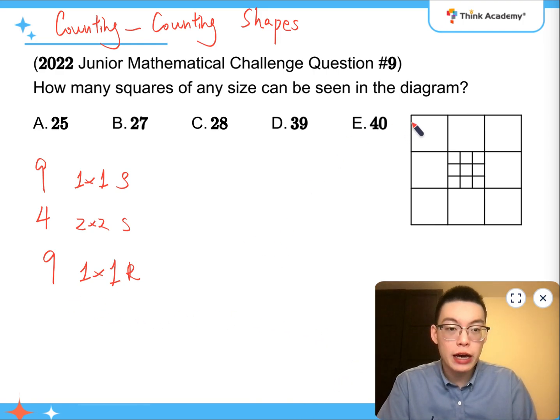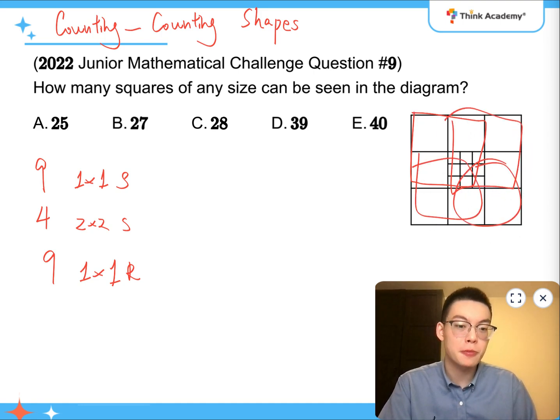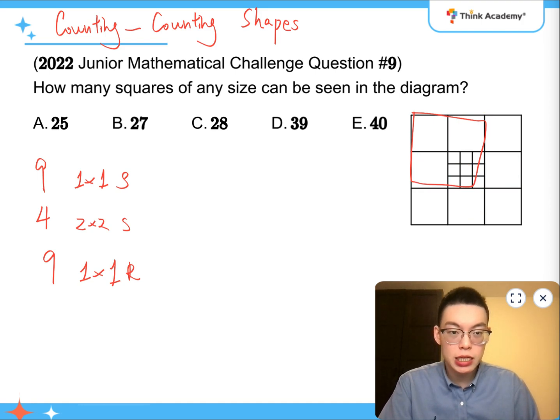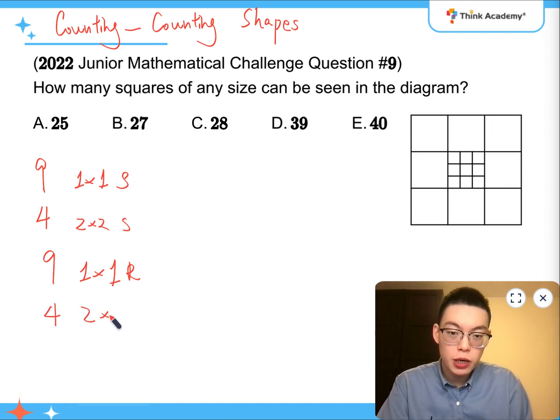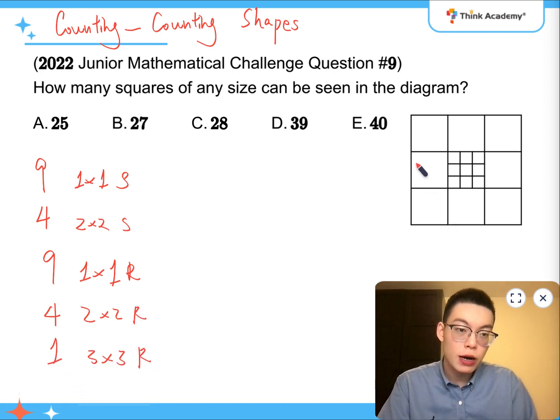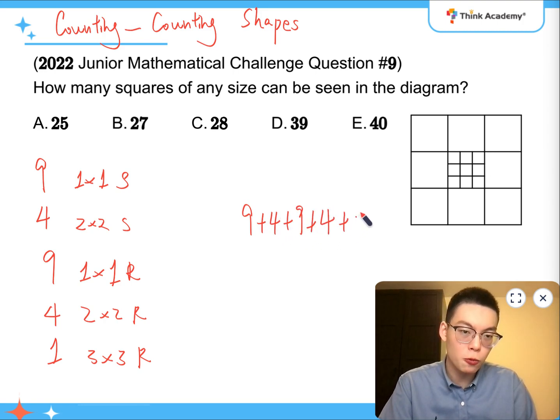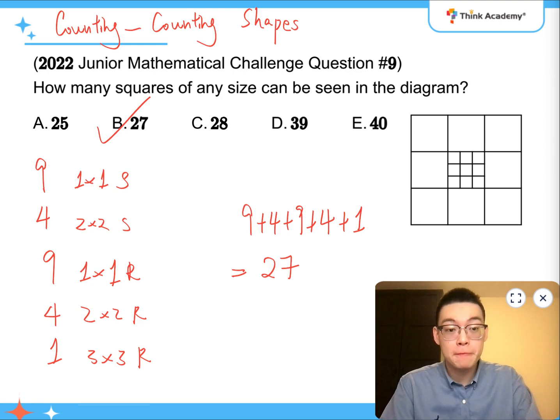And then we have 4 of these 2 by 2 regular squares, of course, which means that I just add 4 2 by 2 regular squares, and then finally I have a 3 by 3 regular square, which is the whole entire large one, right? So in the end, we just need to add up all these numbers. 9 adding 4 adding 9 adding 4 adding 1. That's going to be equal to 3 of the 9s. That's 27. So the answer is B for question 9.